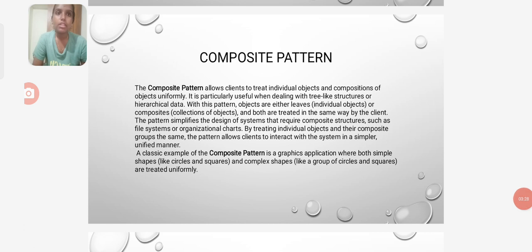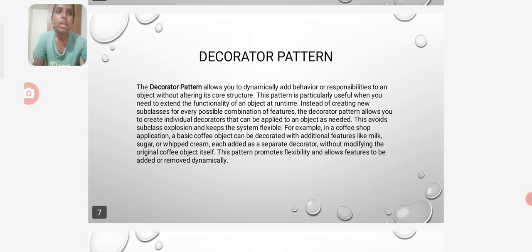Composite pattern allows clients to treat individual objects and a composition of objects uniformly. It is particularly used when dealing with tree-like structures or hierarchical data. With this pattern, objects are either leaves or composites and both are treated in the same way by the client. The pattern simplifies the design of systems that require composite structures such as file systems or organization charts. By treating individual objects and their composite groups alike, the pattern allows the client to interact with the system in a simpler, unified manner. A classic example of a composite pattern is a graphics application where both simple shapes and complex shapes are treated uniformly.